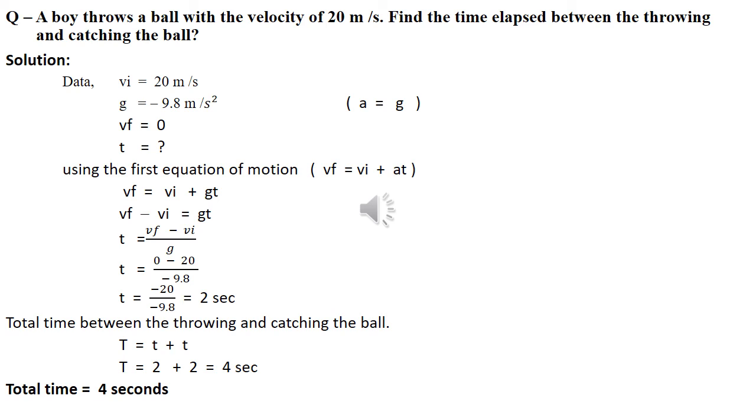So we have to find the total time between the throwing and the catching of the ball. So total time is approximately 2 seconds upward time and 2 seconds downward time. So total time is approximately 4 seconds. So total time elapsed between throwing the ball and catching the ball is 4 seconds. Okay, thank you.